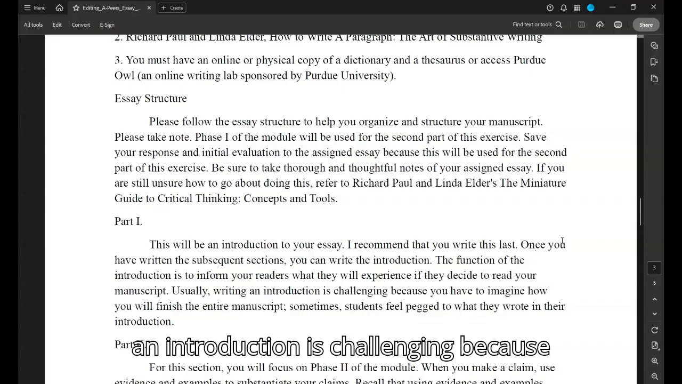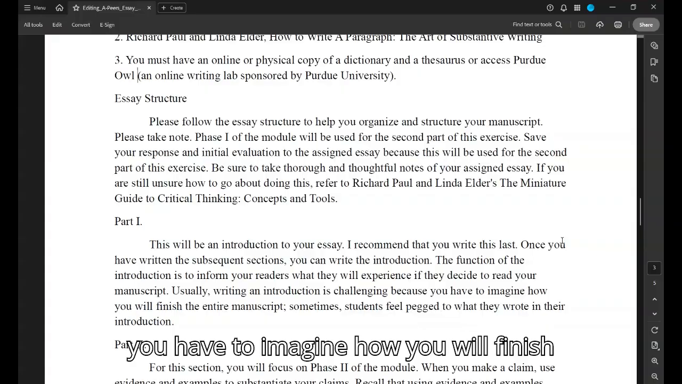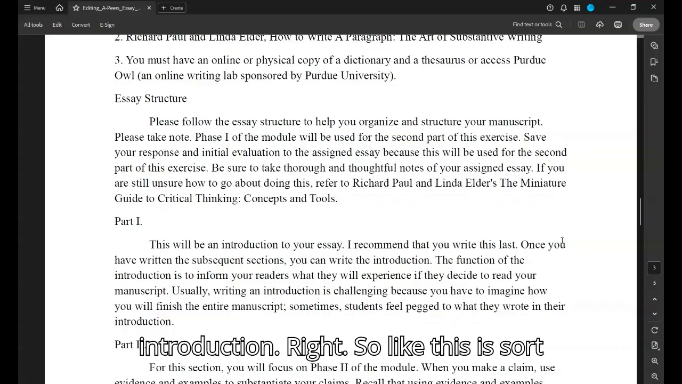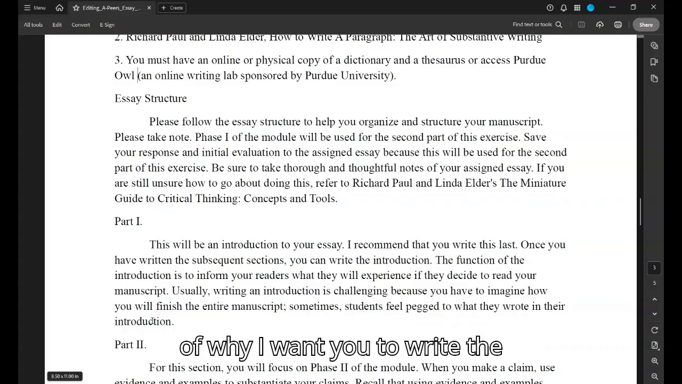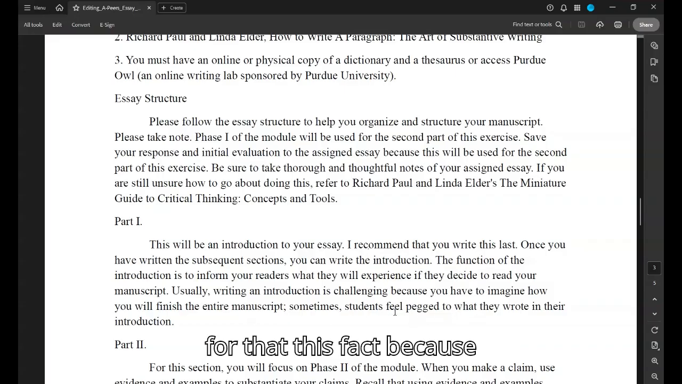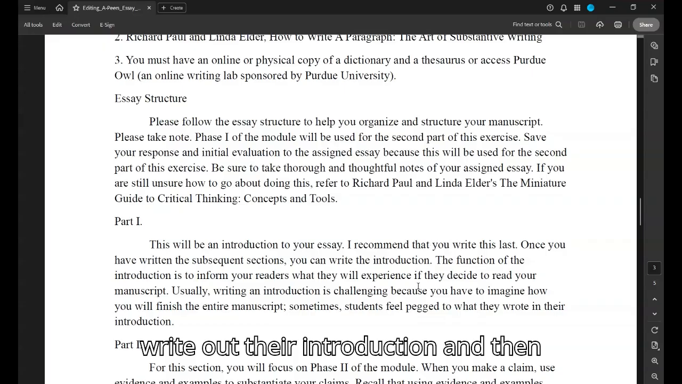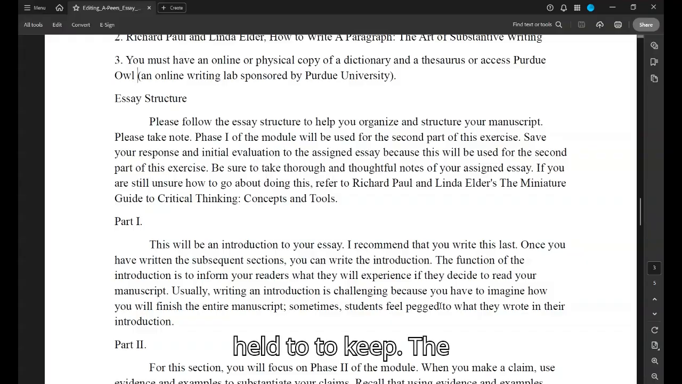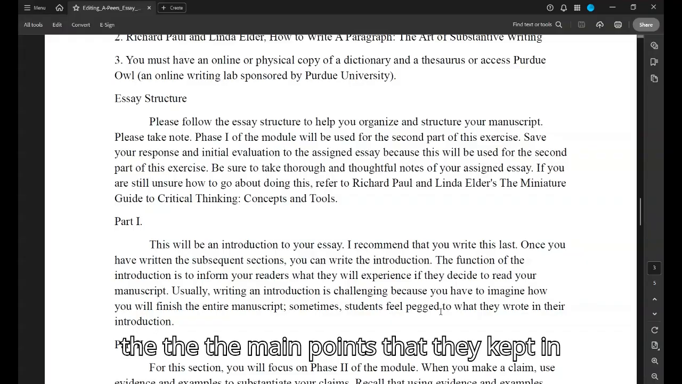Usually, writing an introduction is challenging because you have to imagine how you will finish the entire manuscript. Sometimes students feel pegged to what they wrote in their introduction. This is sort of why I want you to write the introduction last, because sometimes young writers write out their introduction and then feel pigeonholed to keep the main points that they put in the introduction.